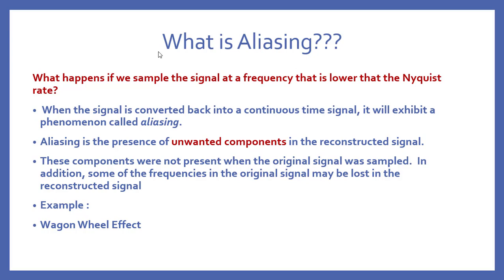So when does this occur? What is aliasing and when does it occur? Aliasing occurs when our sampling frequency is lower than the Nyquist rate. And what is the Nyquist rate? Nyquist rate is 2 times Fmax, that is, the maximum frequency.